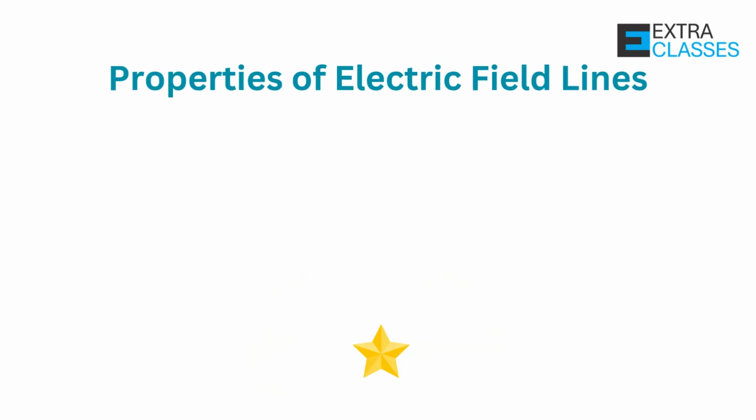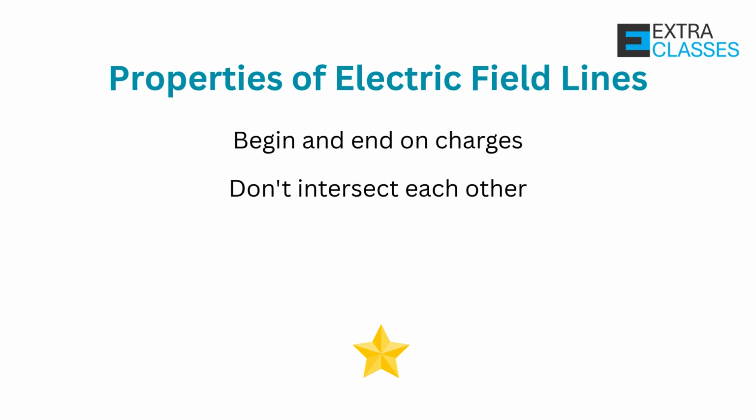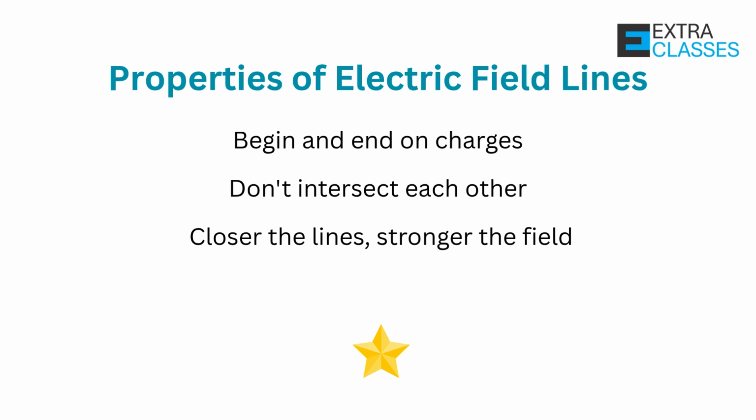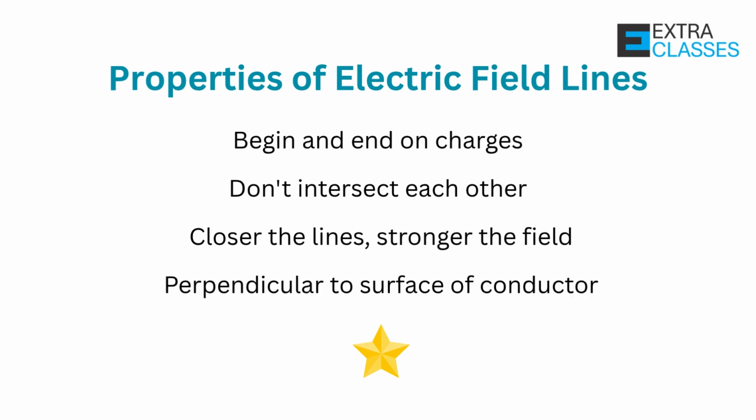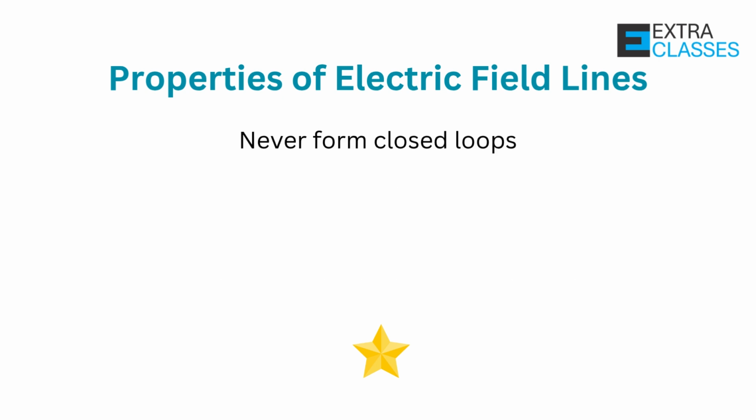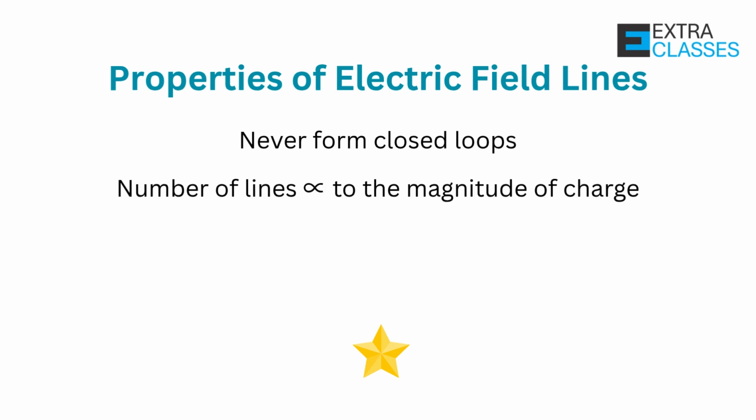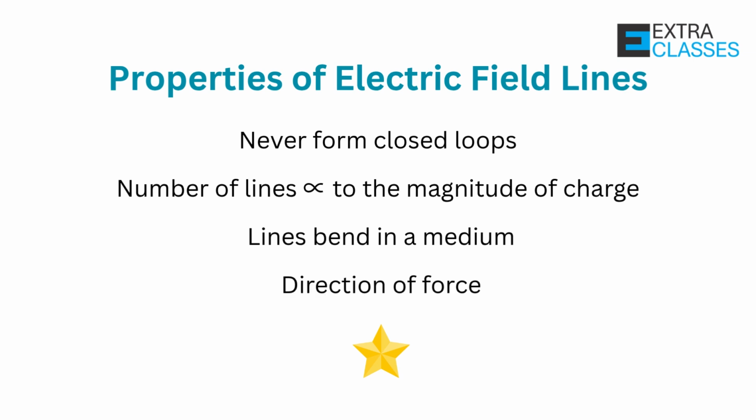Understand the properties of electric field lines very carefully. 1. Electric field lines begin and end on charges. 2. They don't intersect each other. 3. Closer the lines, stronger the field. 4. Electric field lines are perpendicular to surface of conductor. 5. Never form closed loops, because electrostatic field is non-curling. 6. Number of lines are directly proportional to the magnitude of charge. 7. These lines bend in a medium. And 8. Direction of force. A positive test charge moves along field lines, a negative charge moves opposite to them.